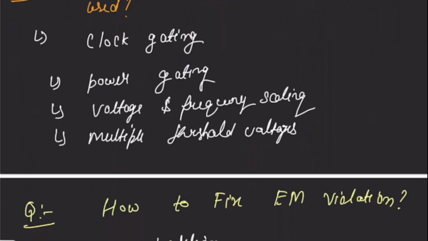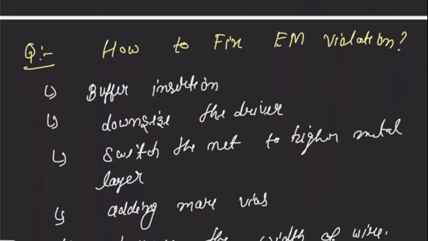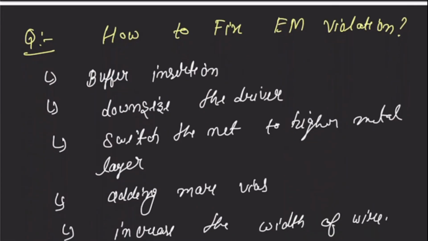These are some basic techniques which we use for reducing the power. Now next question is how to fix EM violation. How will you fix EM violation? EM violation is electromigration. So there are some methods for fixing the EM violation: buffer insertion, downsize the driver, switching the net to a higher metal layer, adding more wires, increase the width of the wire. These are some basic techniques which we use to fix the EM violation while doing physical design.